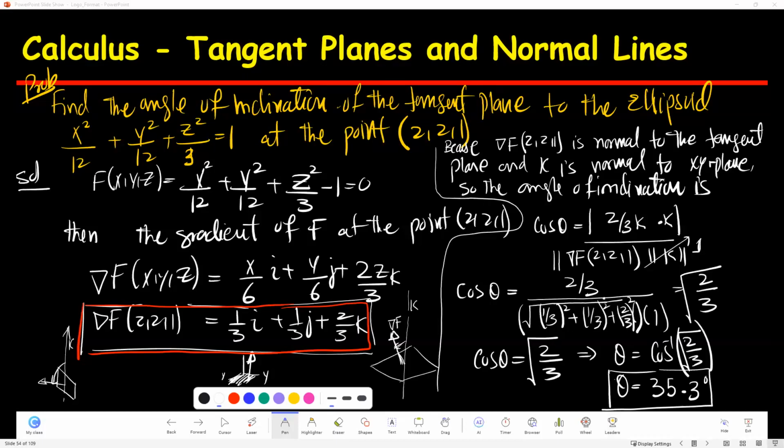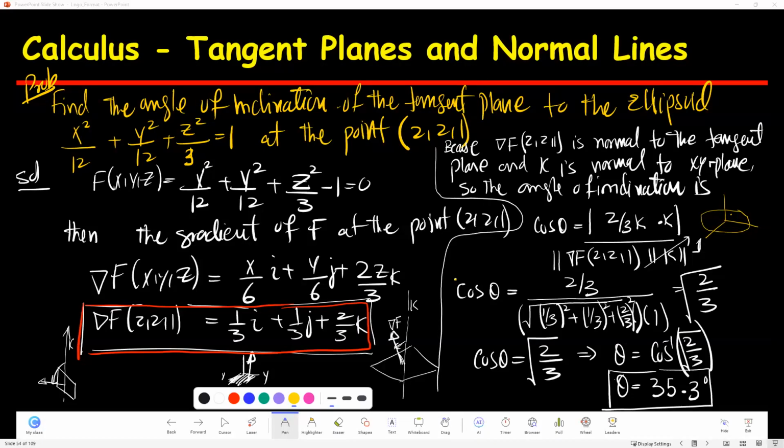And how is it going to look if you want to draw it? We all know how the ellipsoid looks. The ellipsoid is supposed to look this way, right? And this point looks like 2, 2, 1, so it's somewhere here in the positive range, maybe here, right, like this one.